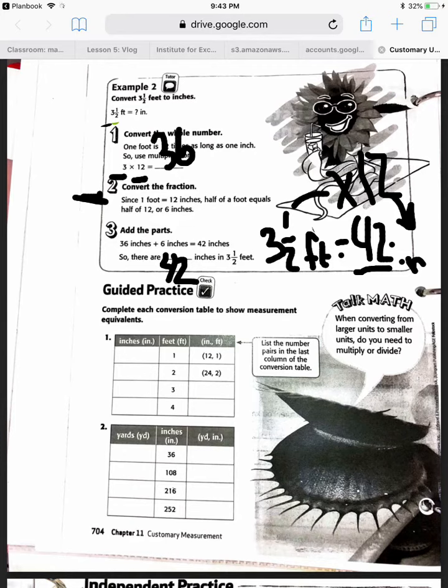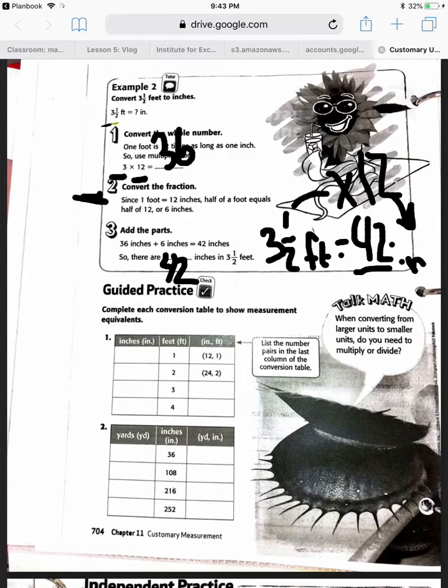Let's go down here to the bottom to the guided practice. I want you to take a few moments, try to do these by yourself, and then I will come back. Please pause this, and then I'll come back and talk you through it, and we'll see if you got these right.